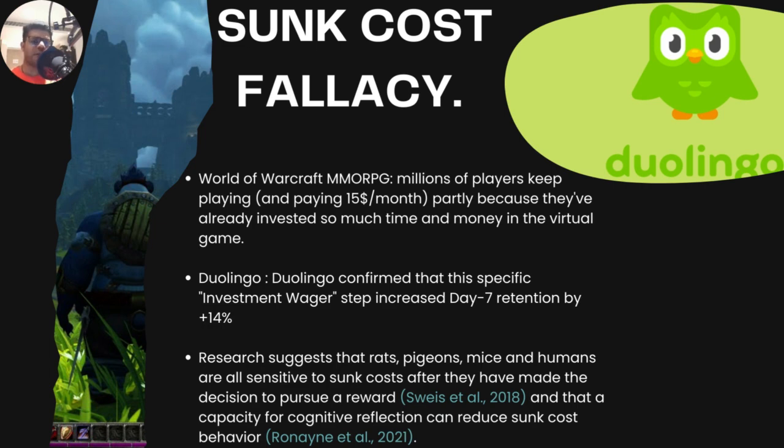Duolingo confirmed that this specific investment wager step increased the day 7 retention by over 14%. Hence, research suggests that rats, pigeons, mice, and humans are all sensitive to the sunk cost after they have made the decision to pursue a reward. After this, they will not be able to rationally decide when to drop out of it. Let's look at the further slides to understand this fallacy in a better fashion.